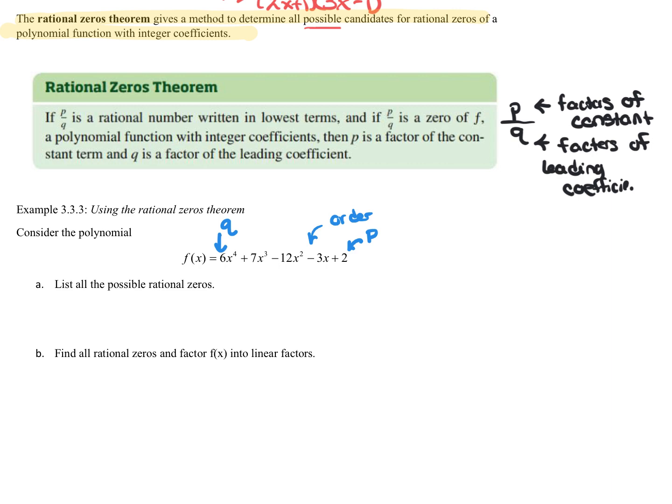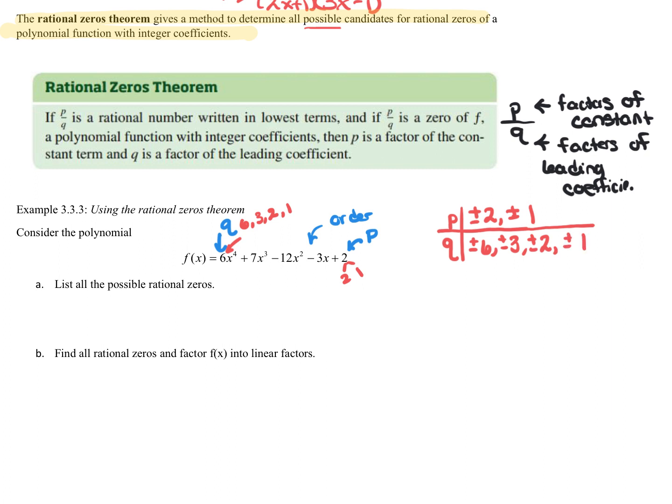So to make a list of my possible rational zeros, first, p over q. I'm just going to list the factors. So p, the numbers that go into 2 are 2 and 1. So plus or minus 2, comma, plus or minus 1. The numbers that go into 6 are 6, 3, 2, and 1. So Q is going to be plus or minus 6, plus or minus 3, plus or minus 2, plus or minus 1.